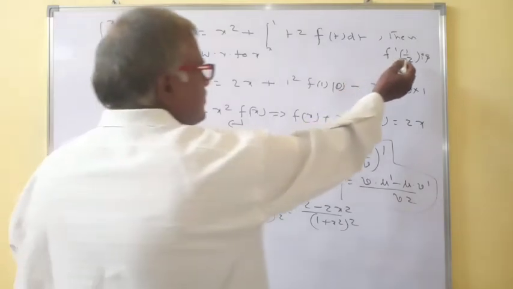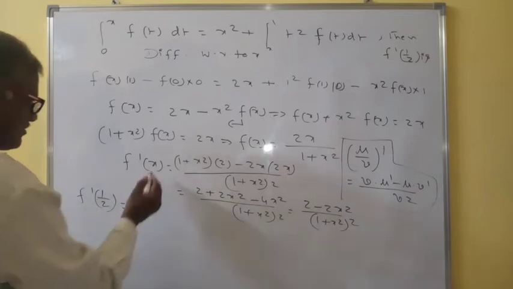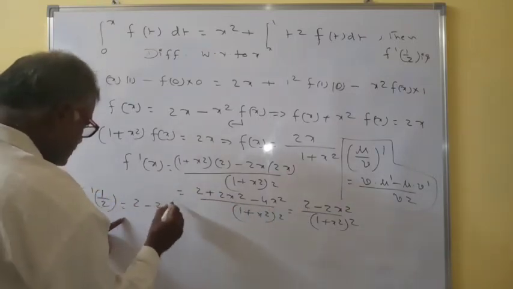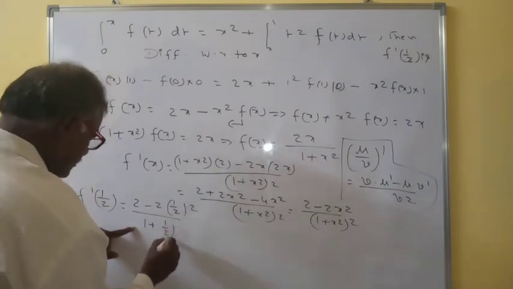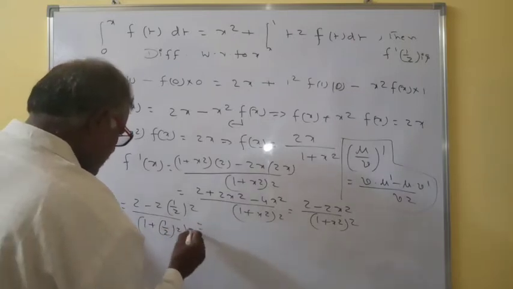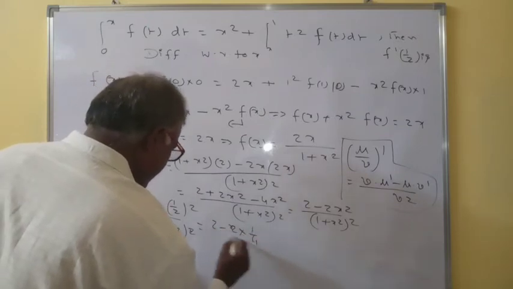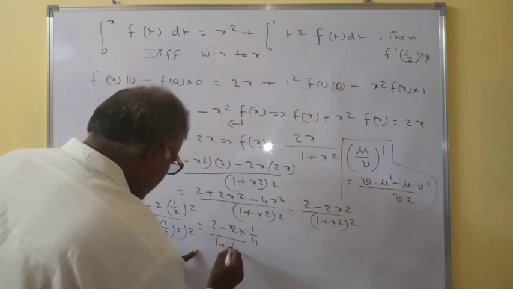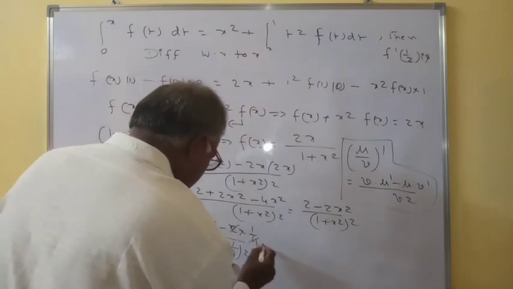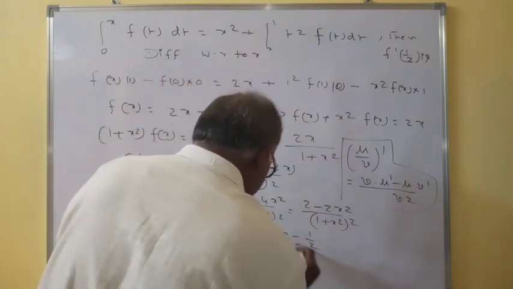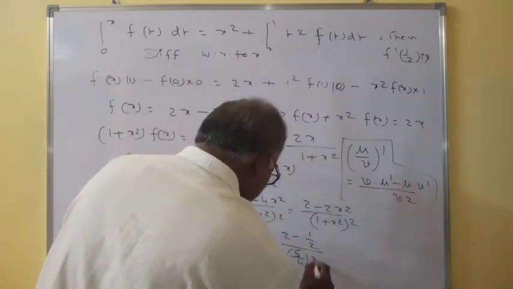Now we have to find f dash of 1 by 2. So simply put 1 by 2 in place of x. That means 2 minus 2 into 1 by 2 whole square, over 1 plus 1 by 2 whole square, totally whole square. That means 2 minus 2 into 1 by 4, over 1 plus 1 by 4 whole square. Here the 2s cancel, so 2 minus 1 by 2, divided by 4 plus 1, which is 5 by 4, whole square.